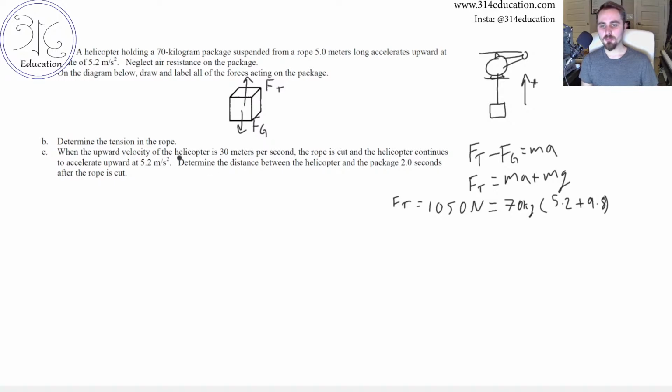And so now, when the upwards velocity of the helicopter is 30 meters per second, the rope is cut, and the helicopter continues to accelerate upwards at 5.2 meters per second squared. Determine the distance between the helicopter and the package 2 seconds after the rope is cut. So, how do we want to do this? Our distance, we can think about from the perspective of the helicopter, so we'll see how much further away this object is getting. This is now a kinematics problem.